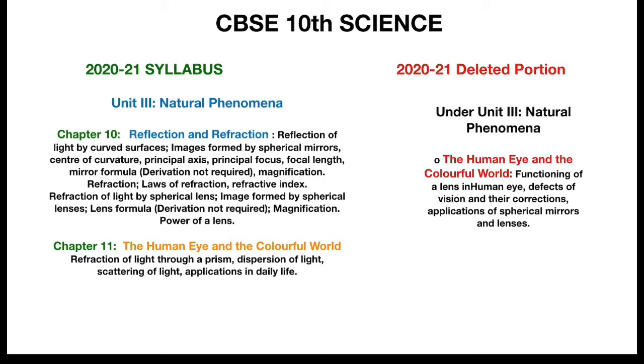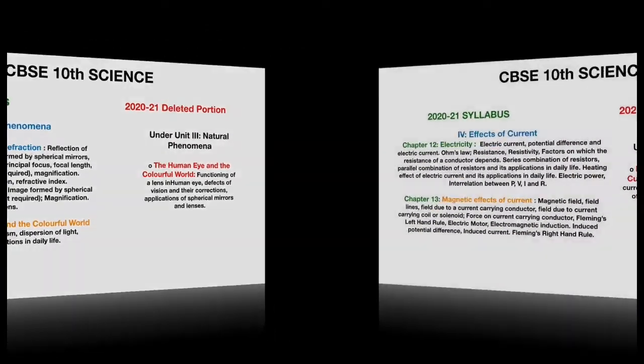Chapter number 11, human eyes and colorful world. I think they have partially removed some of the part of this chapter which is related to human eyes, defects of vision and their corrections. So that portion has been removed, but they have kept the other portion which is related to refraction of light through a prism and dispersion of light. Those parts have been kept as they are. Again, I think the decision of keeping these parts is related to what you will have in your higher grades as well. Okay, let's move to the next.